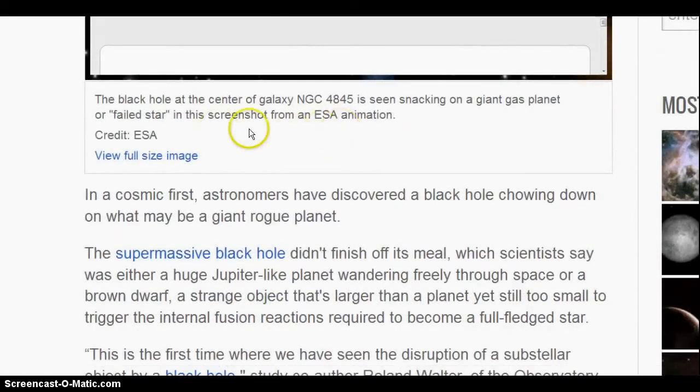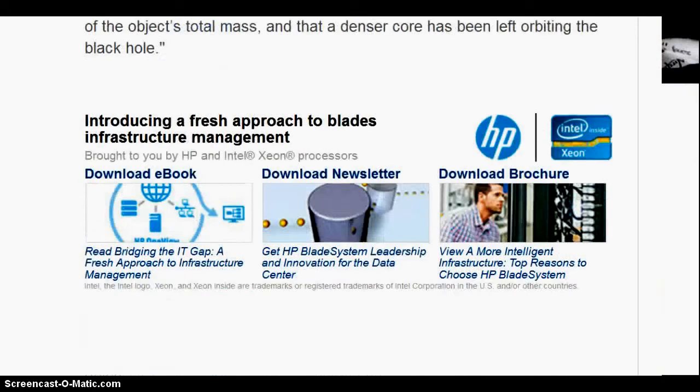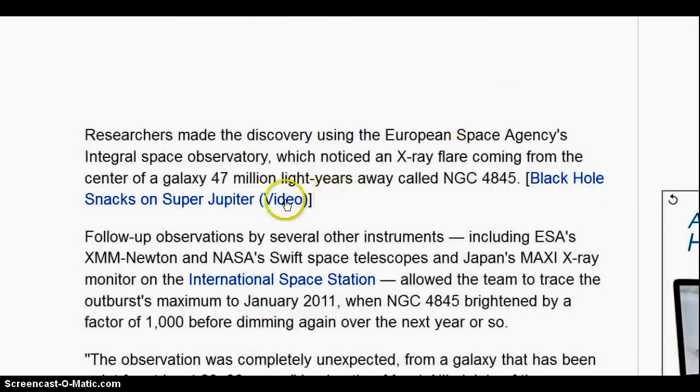It's just a black hole at the center of the galaxy seen snacking on a giant failed star in this screenshot. But they have a video. See, this is a full-size object here, and then you go down some, and it's got the video of it right here. And I'll put the link to it. Well, here it is. It says, follow-up observations of several instruments, including ESA's and NASA's Swift telescopes, monitoring the ISS, allowed the team to trace the outbursts. So bright.